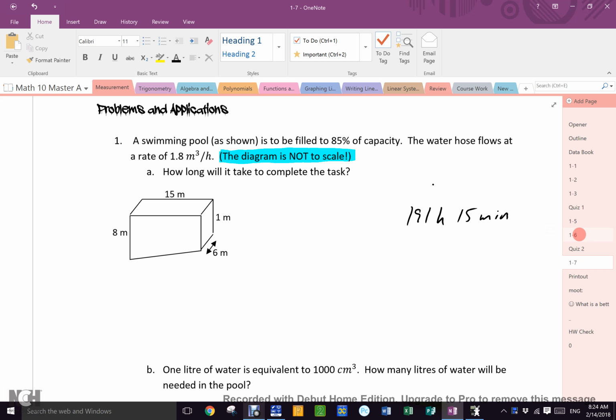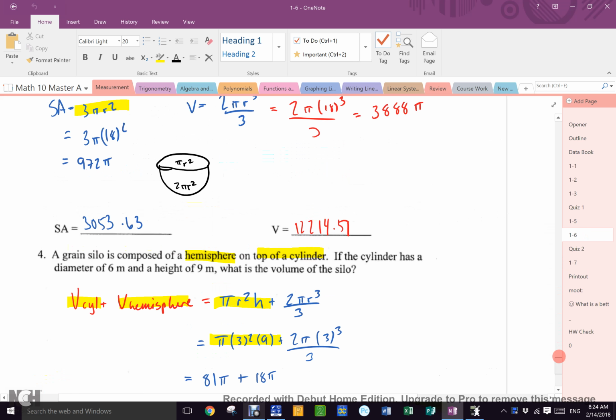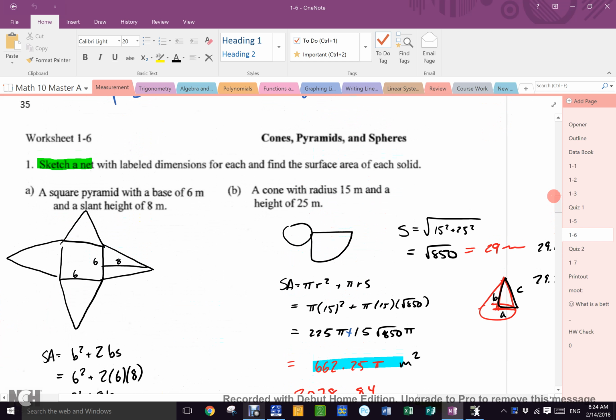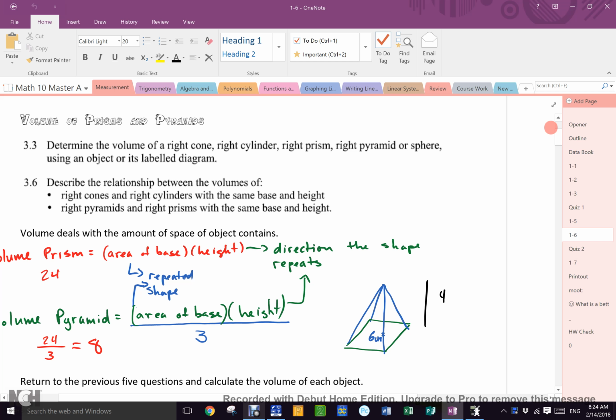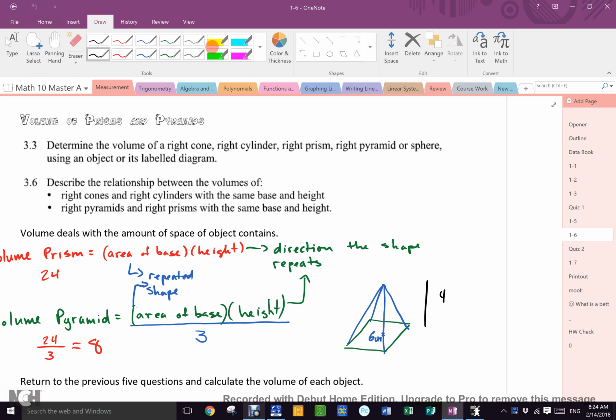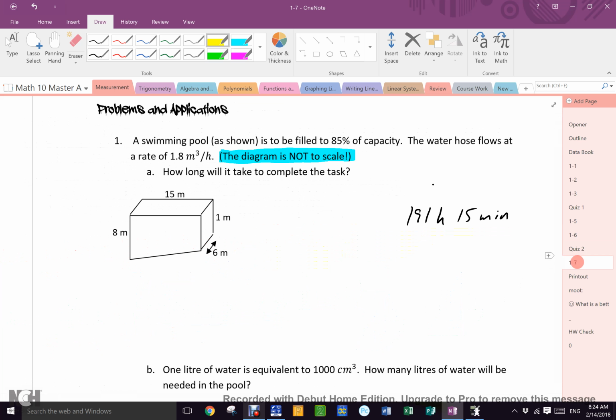What is it always? It's the direction that the shape repeats. Yes? So, do I have a shape that repeats here?